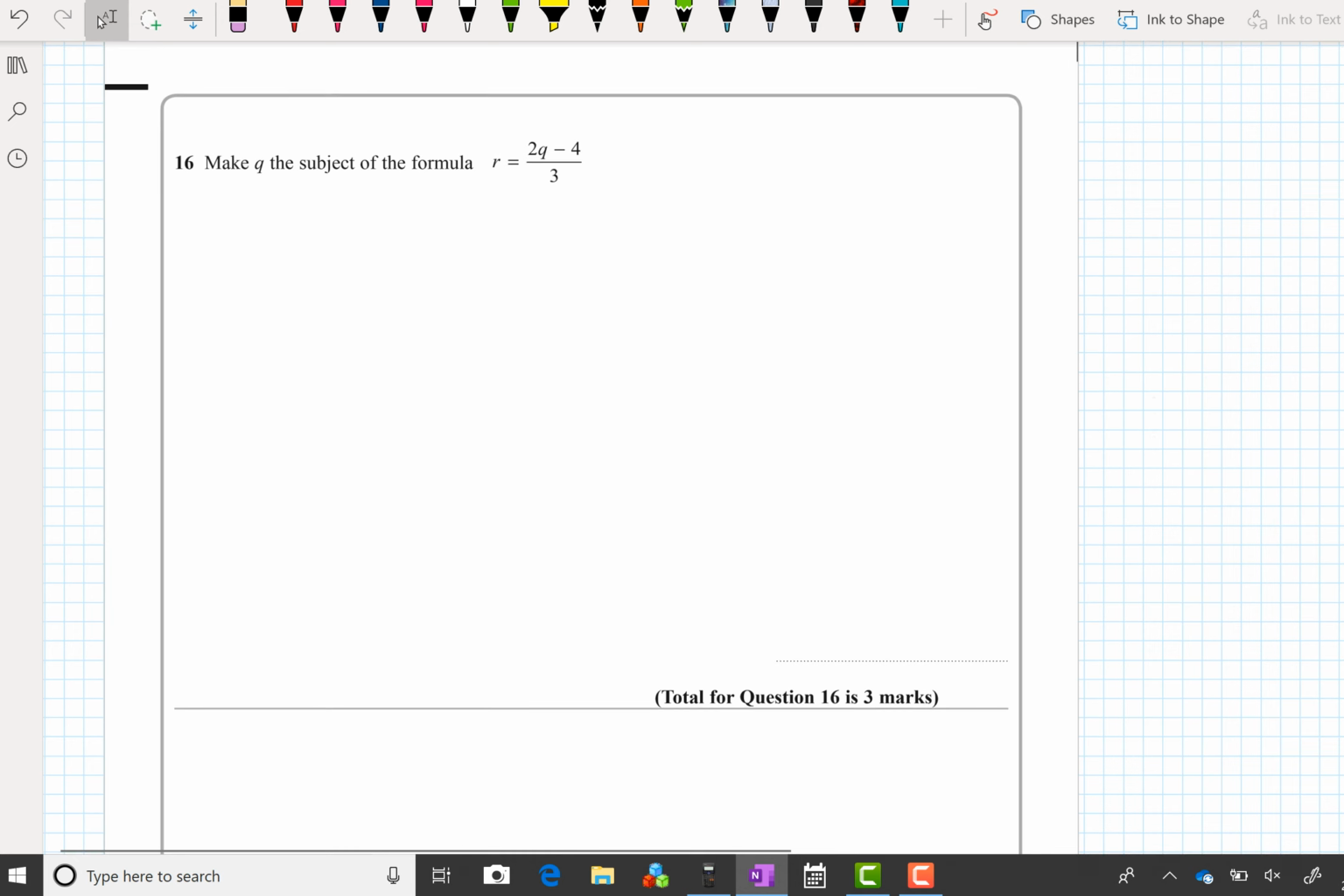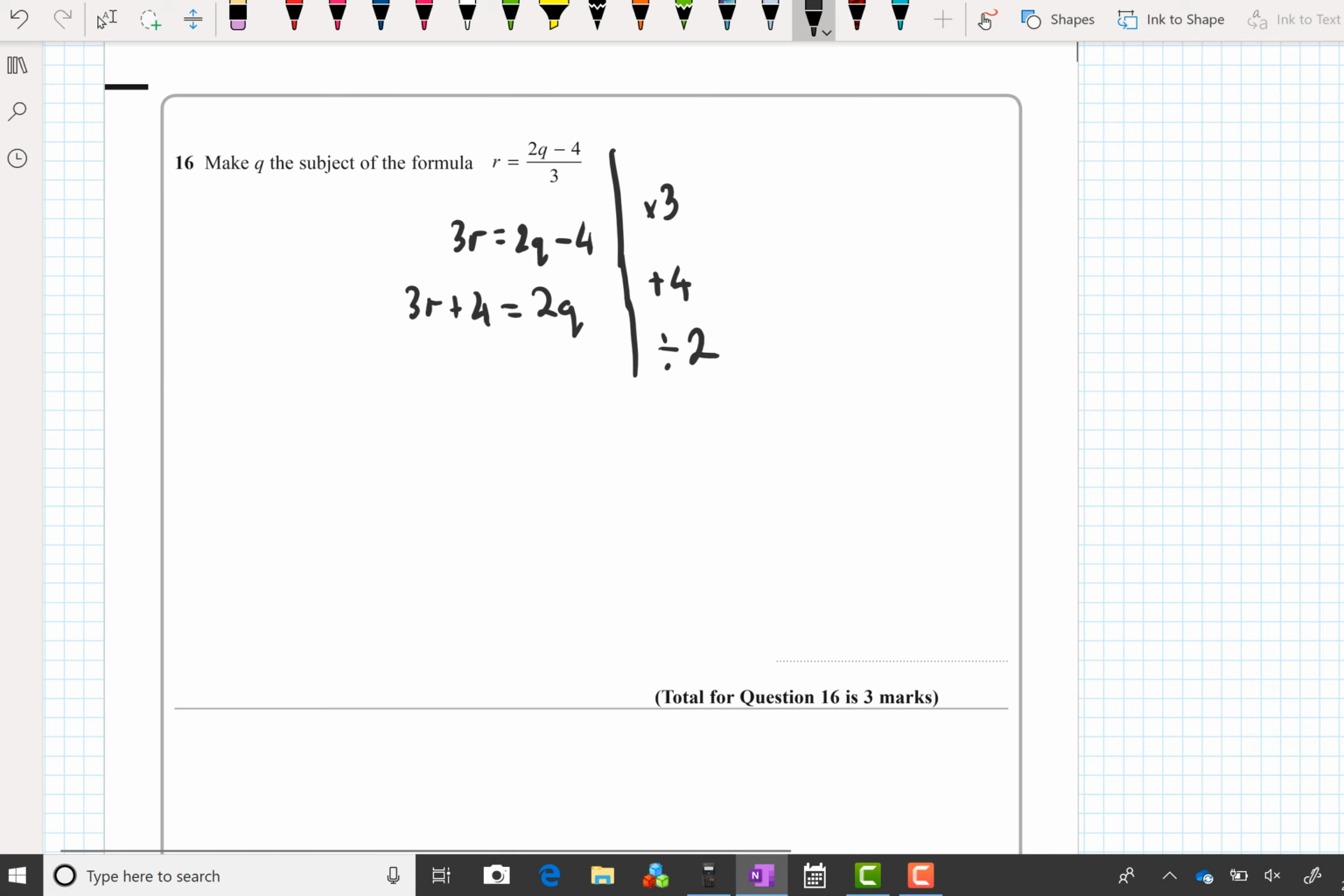Make Q the subject of the formula. That means I need to get Q on its own because currently R is the subject of this formula. So, times it by 3. 3R equals 2Q subtract 4. And next thing, move that negative 4 across to the other side by adding 4. 3R, add 4 equals 2Q. Last step, do the opposite of timesing by 2, divide by 2. 3R plus 4. All of that divided by 2. That's what Q is. It's the subject of the formula.